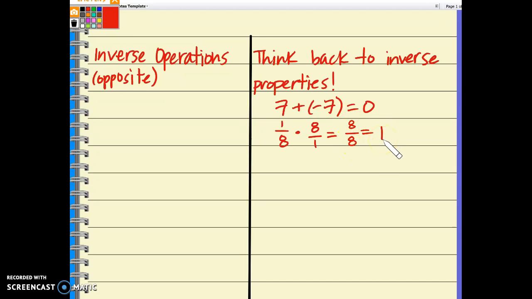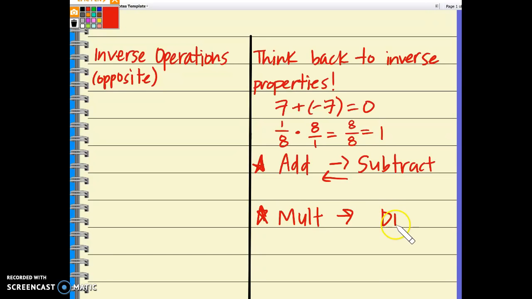Those are inverse properties. So, to cancel out addition, we could subtract, and vice versa. To cancel out multiplication, we divide, and vice versa.